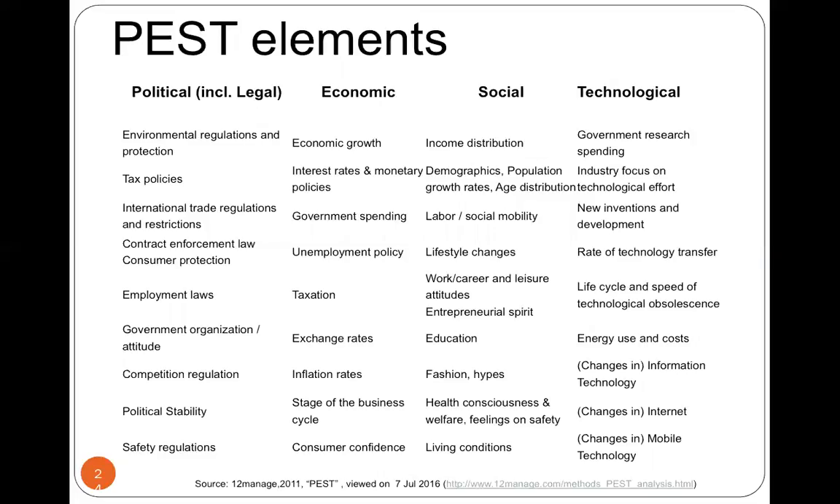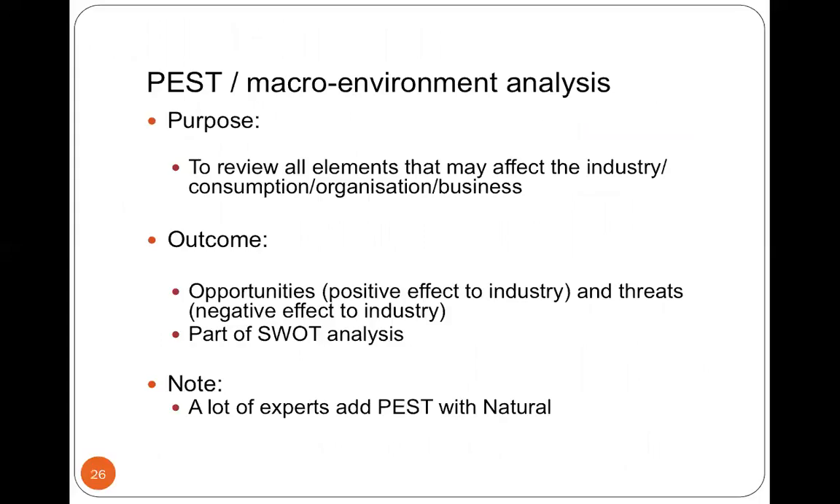Do you have to analyze everything? You don't. You may want to analyze 2 from political, 2 from social, and 2 from technological. Your main purpose is to show the impact. The purpose of reviewing PEST or macro environment analysis is to review all elements that may affect the industry, consumption, organization, or business. The impact could be in the context of costs or profit, or consumption. Cost will affect your profits.